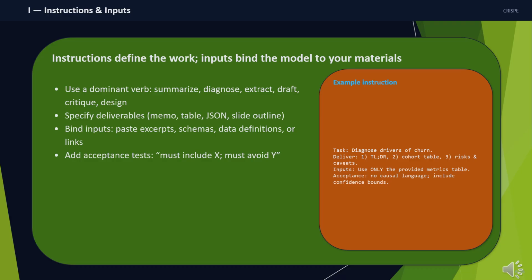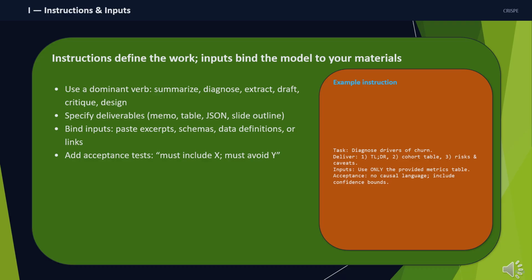Inputs require a clear binding rule. If the prompt does not provide relevant data or a definition, the model may fill in gaps by guessing or fabricating details. If the prompt includes the data, such as a snippet, table, or set of assumptions, and explicitly states use only this information, the output becomes more grounded and less speculative.